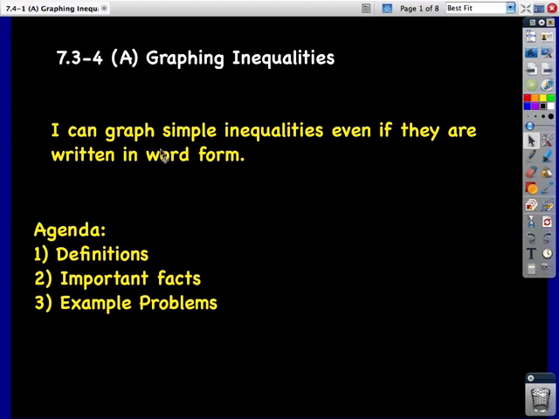Anyways, this is Graphing Inequalities 348 for seventh grade. Your I can statement is: I can graph simple inequalities even if they are written in word form. All right, guys, let's get started. Our agenda is to first go over some very important definitions and facts, and then do a few example problems.